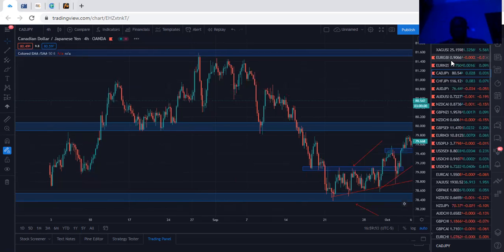All right, so you guys can see here that it is a very clear level. Let's go to the CHF JPY. I am not going to be able to run through all these analyses. I'm just going to go straight to my AUD NZD analysis, explain that, and we'll be done for today.